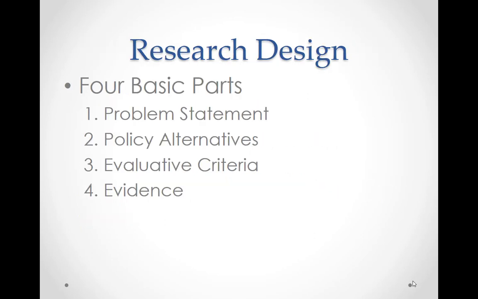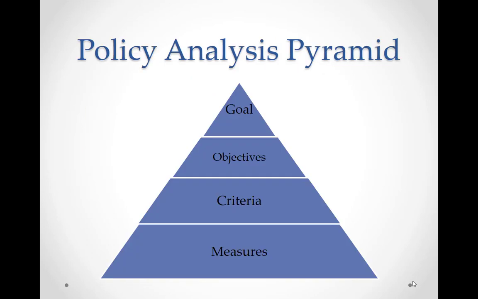When creating your research design, think about it as 4 broad parts: the statement defining the problem, the criteria used to evaluate the selected policy alternatives, and evidence used to compare projected outcomes. Each week, we will dive deeper into each of these parts, but I want you to begin thinking about them now in the formation of your preliminary research design.